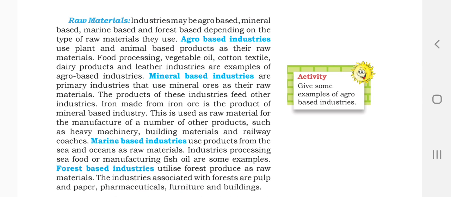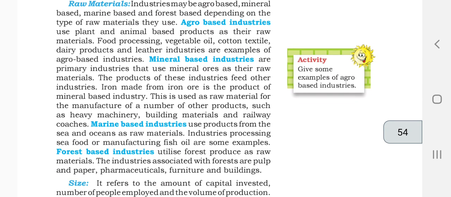First one is agro based, agriculture based activity. These industries use plants and animal based products as their raw materials.